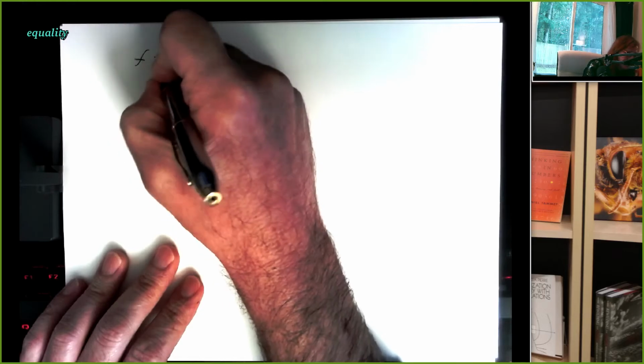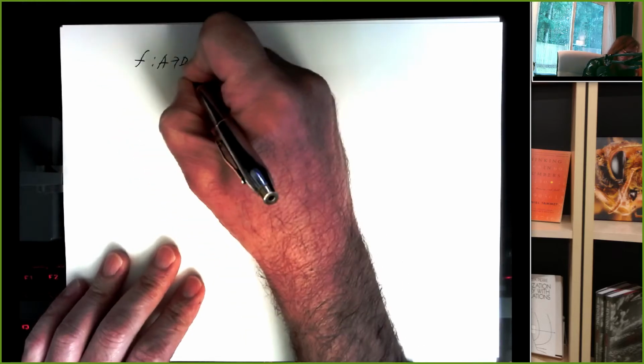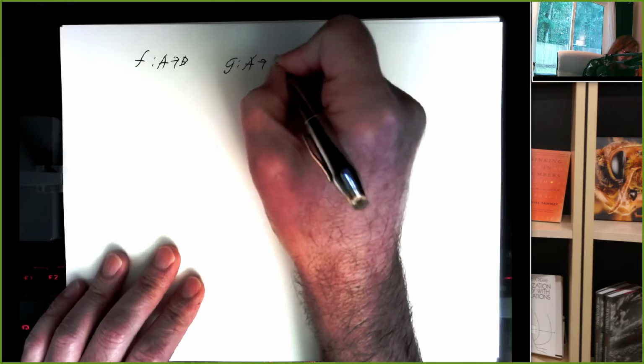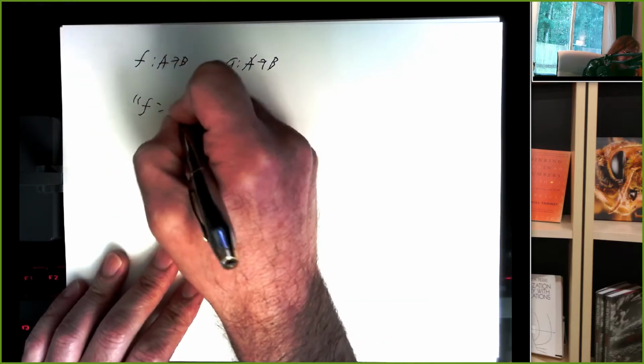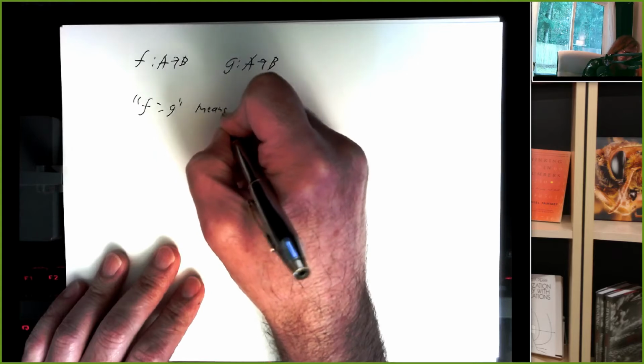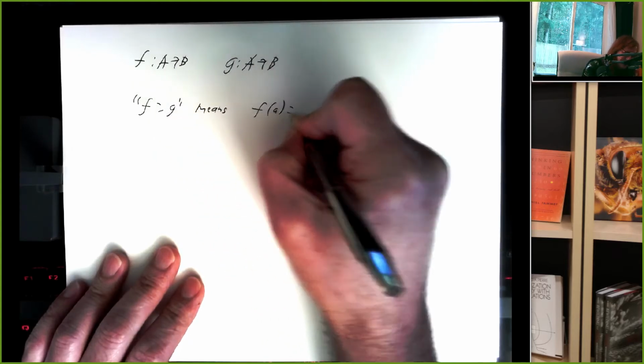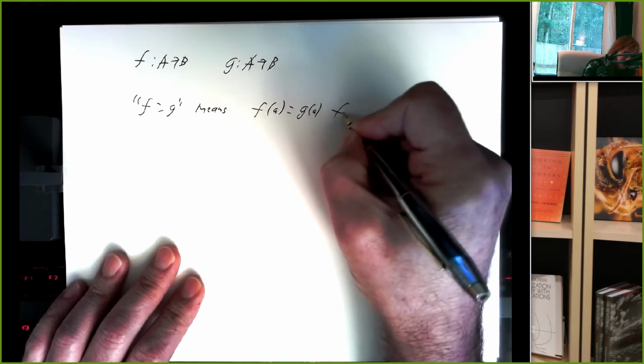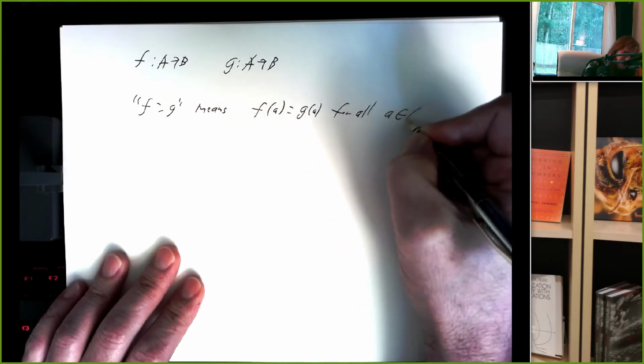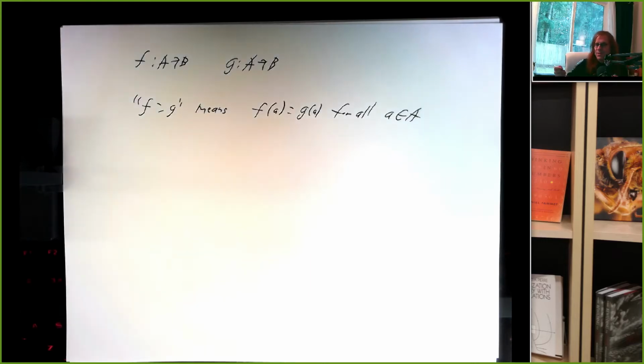Alright, so that's range, domain, and codomain. Now, equality of functions. Suppose we have f going from A to B, and we also have another function g going from A to B. If we say f equals g, that means f of little a equals g of little a for all points a in the set A. So it means the functions map points to the same value.